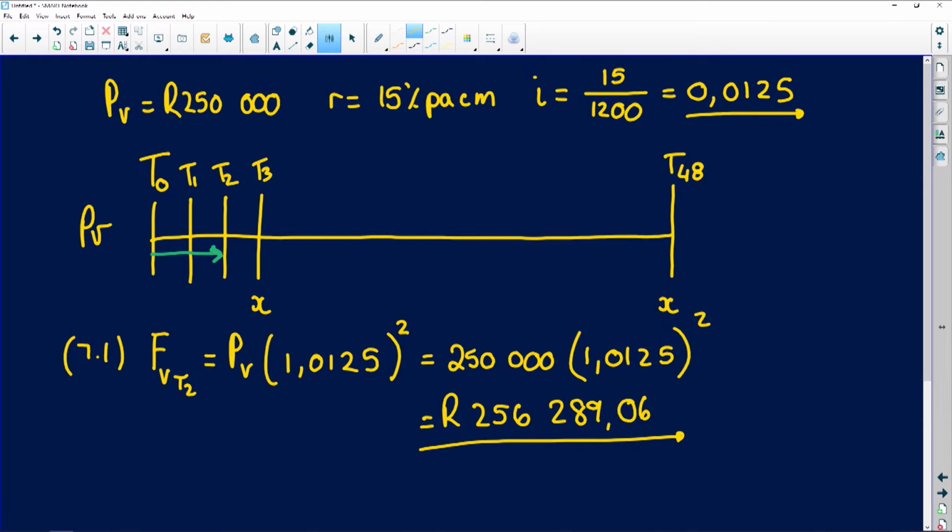6,300 Rand, more or less, was the interest that was added for those 2 payments that did not happen. Okay, now the annuity is ready to run.